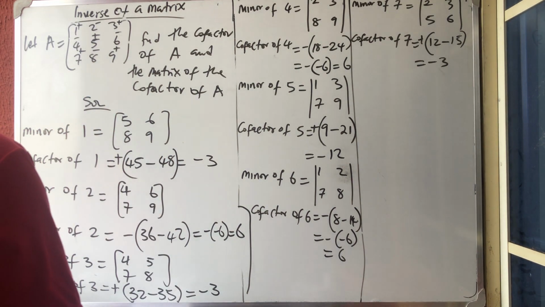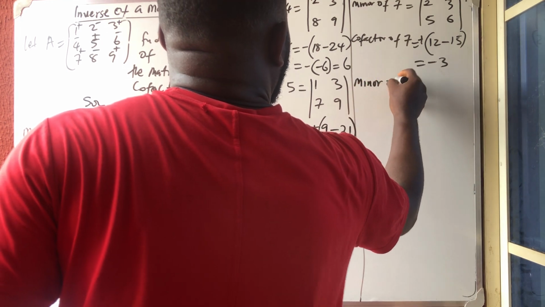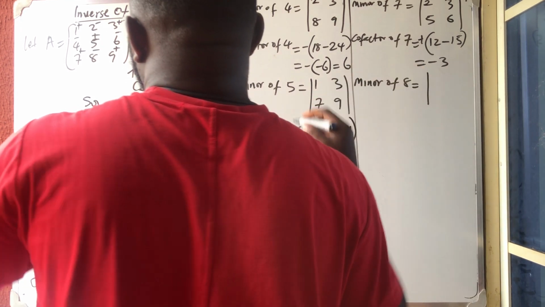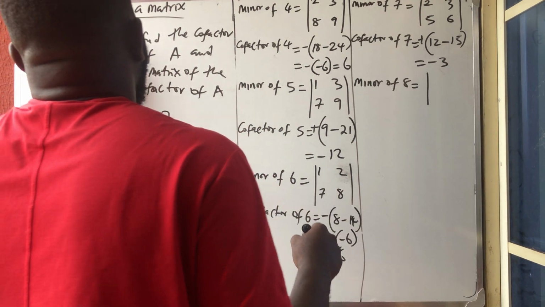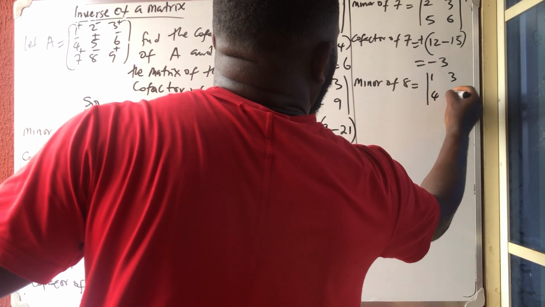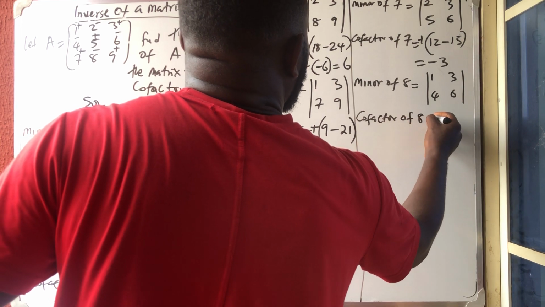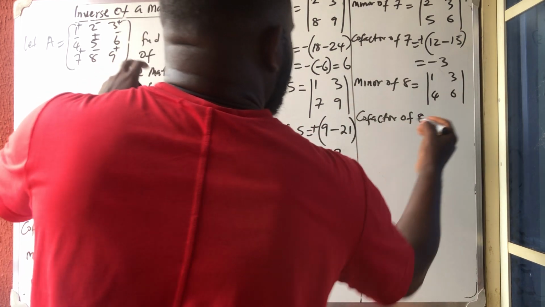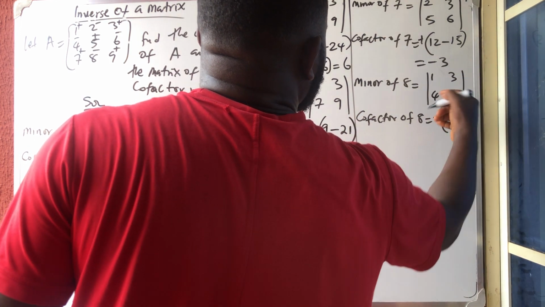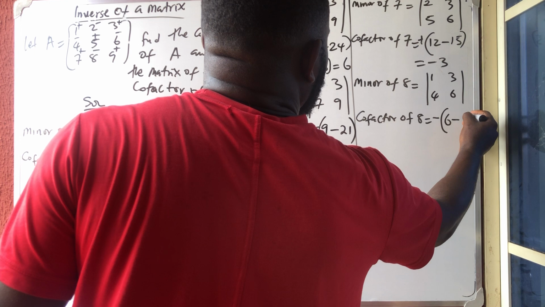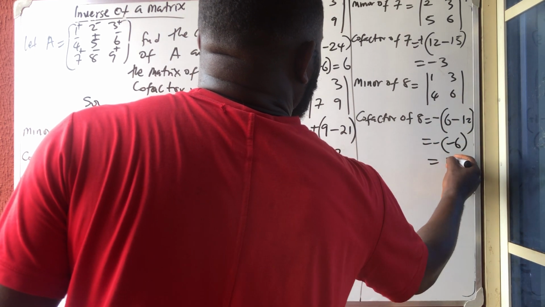So the next one is minor of 8. Minor of 8 is simply close the row and column of 8. So I'm left with 1, 3, 4, and 6. So therefore, cofactor of 8. Don't forget that 8 has minus. So I'll say minus in bracket of left first. This time this is 6 minus, this time 3 times 4 is 12. So my answer is now minus in bracket of minus 6, which is just 6.